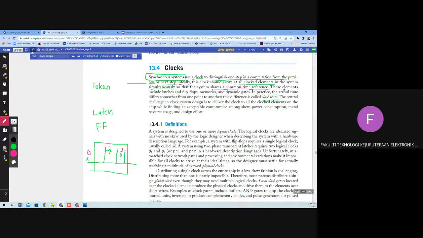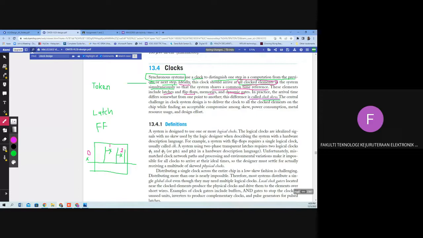These elements include latches and flip-flops, and also memories and dynamic gates. So these four are what we call clock elements, which exist in our design. In practice, the arrival time differs somewhat from one point to another. In practice, it does not arrive at the same time. It has what we call clock skew.